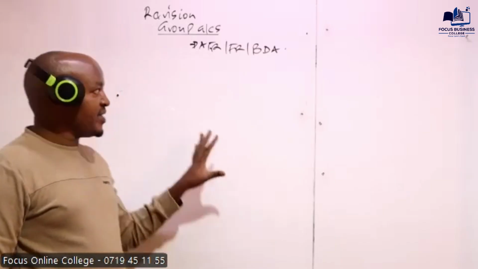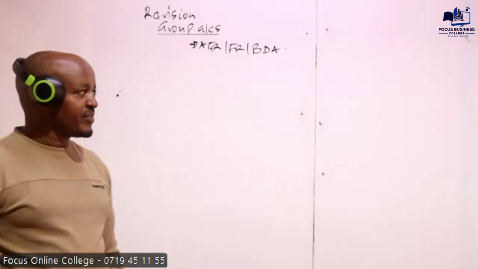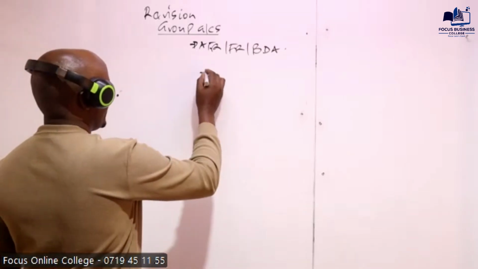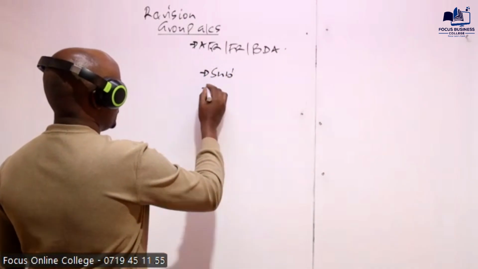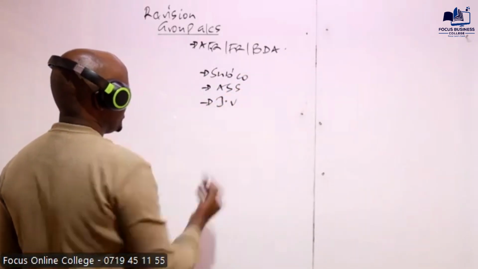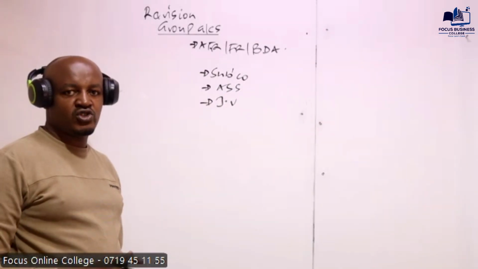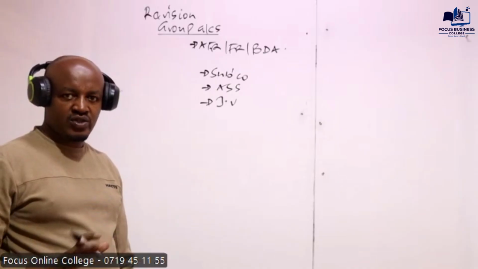As far as group accounts are concerned, there are basic things you must be able to remember. For example, you should be able to identify a subsidiary company, an associate, and a joint venture. That is a basic thing you must be in a position to do anytime you come across a question on group accounts.